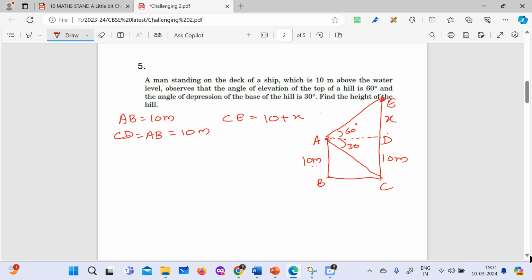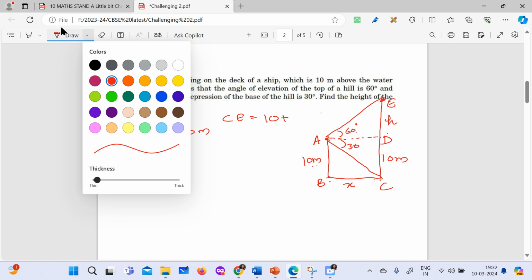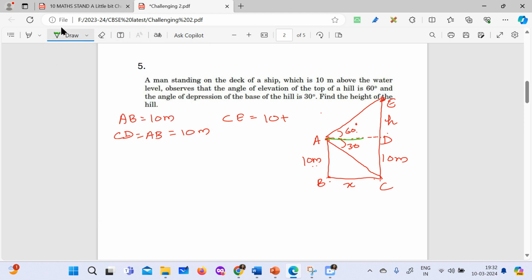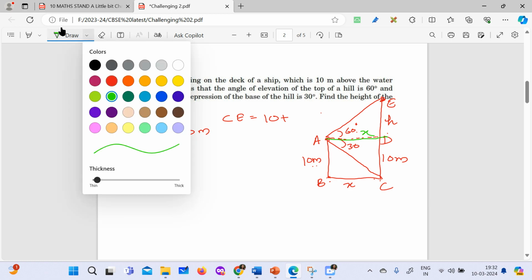Now consider the triangle, because we have to look for this length. So we will take this triangle, and this height I have to find. I will mark this as H. This distance I will take as X, because this is X, so A to D will also be X. Now we can work on it.